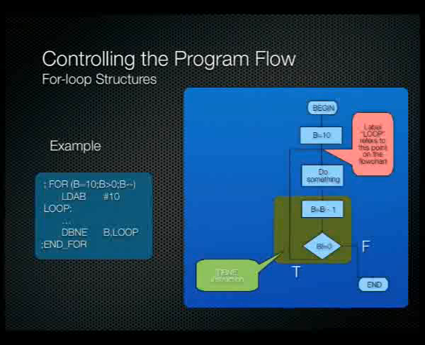And then the third stage, of course, is the incremental stage of our counter: whether we're incrementing or decrementing it, and how much we're incrementing or decrementing by. So generally a for loop has three stages. And each of these three stages is actually shown in this flow chart.